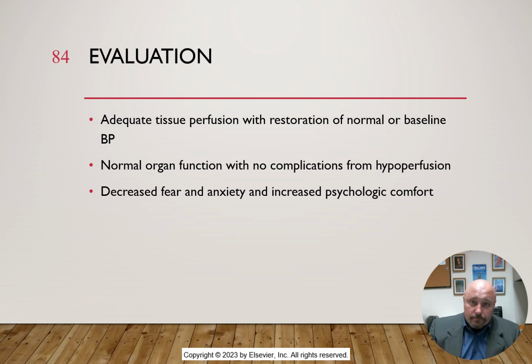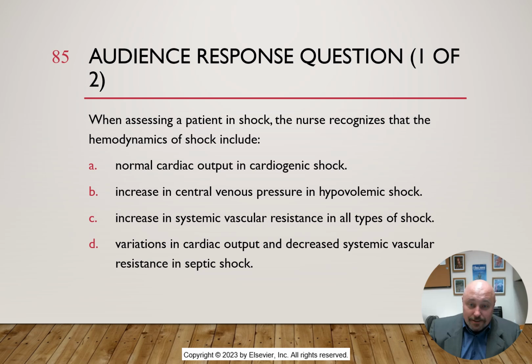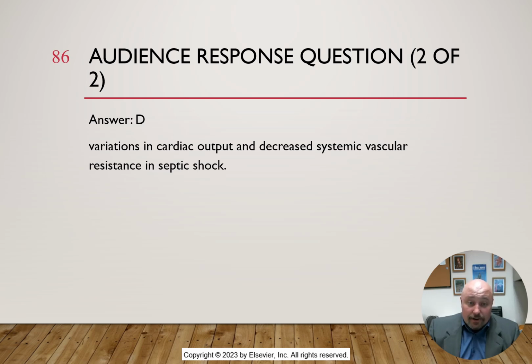When assessing a patient in shock, the nurse recognizes that the hemodynamics of shock include A. Normal cardiac output in cardiogenic shock, B. An increase in central venous pressure in hypovolemic shock, C. An increase in systemic vascular resistance in all types of shock, or D. Variations in cardiac output and decreased systemic vascular resistance within septic shock. The answer is D. The variations in cardiac output and decreased systemic vascular resistance in septic shock.